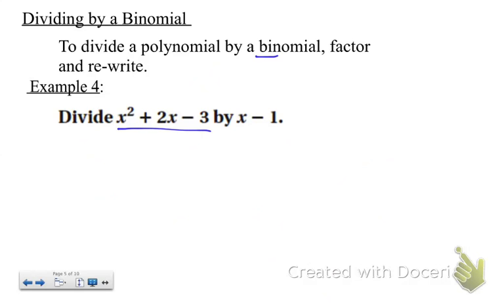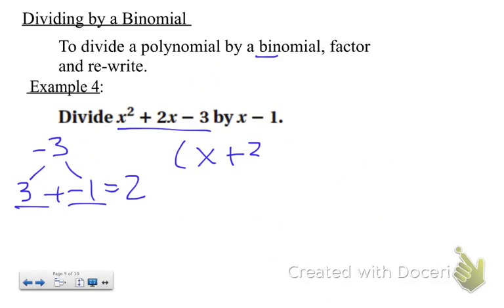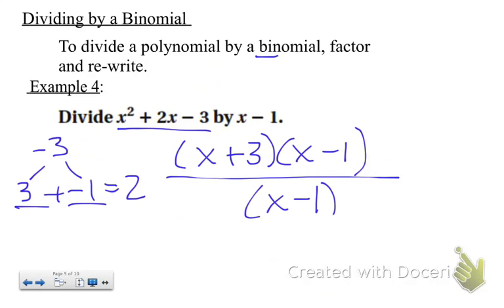So remember, x squared plus 2x minus 3, I'm looking for factors of negative 3 that when added together give you 2. So I get positive 3 and negative 1, so that becomes x plus 3 times x minus 1, and then I'm dividing by x minus 1.